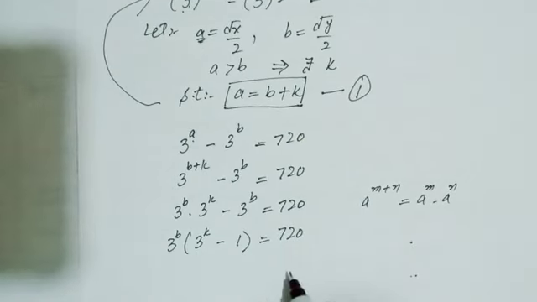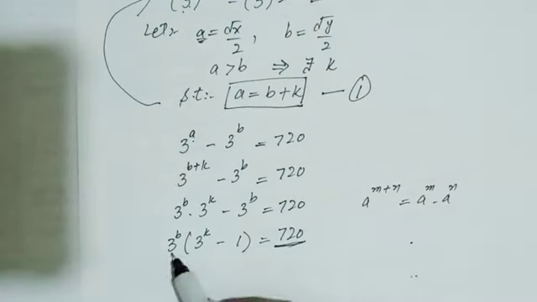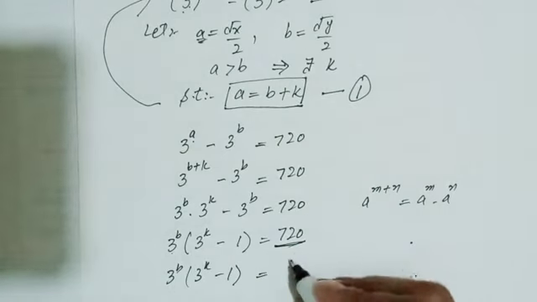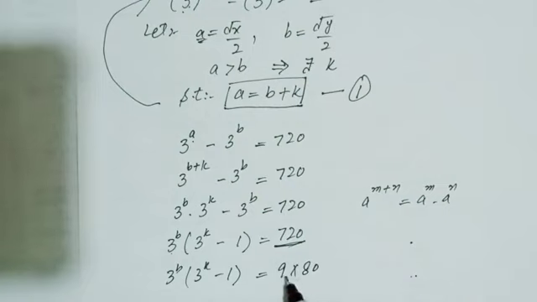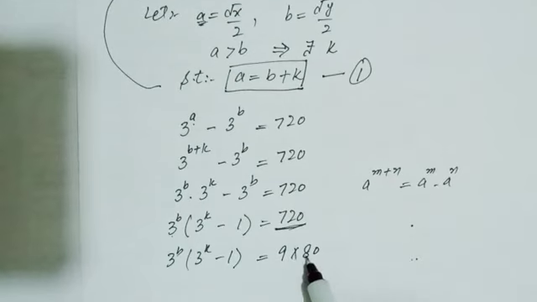So now next I'm going to express 720 in terms of 3 raised to power b and 3 raised to power k minus 1. So what can I write? I can write 3 raised to power b times 3 raised to power k minus 1, and 720 I can write as 9 multiplied by 80, since 9 times 8 is 72.